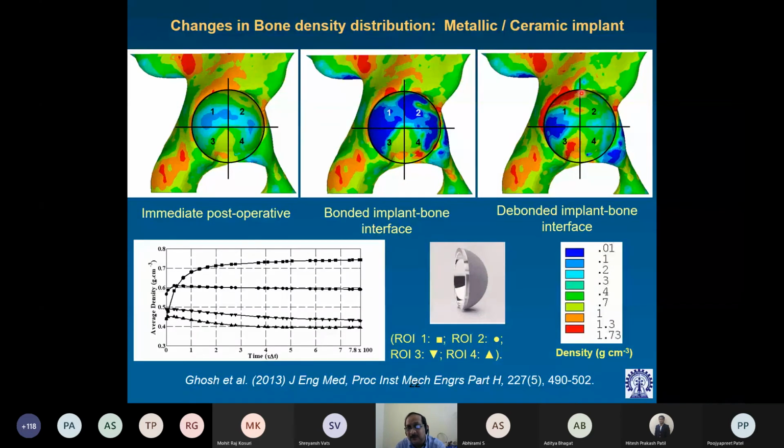If you look very carefully, compare the figure on the left-hand side with each figure in the middle and on the right-hand side. You see that bone density has increased near the periphery of the acetabulum or acetabular prosthesis, whereas in the central region, bone density is decreasing.